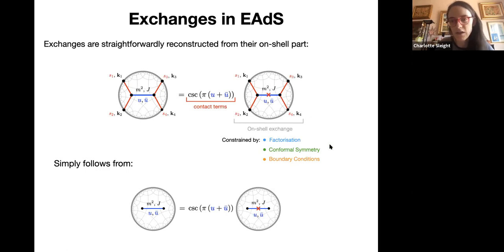By factorization, it's just like in flat space, due to locality. And we've seen that boundary conditions are quite straightforward to implement in this Mellin formalism. It just amounted to a projection operation on these internal Mellin variables. So let's first look at the requirement of factorization and conformal symmetry.